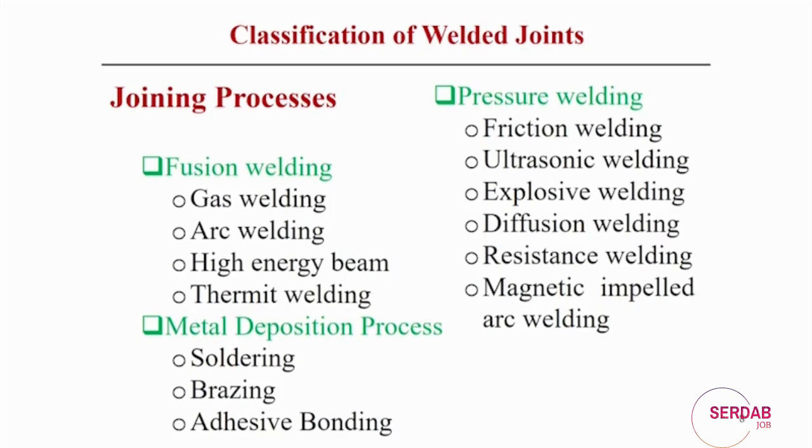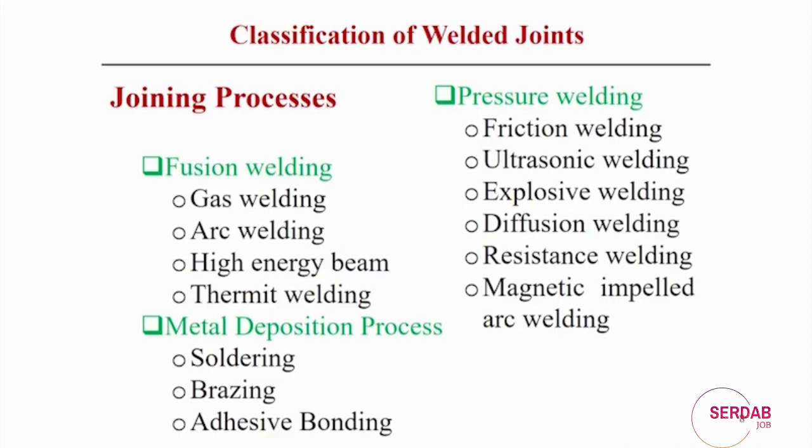Here the heat source is applied in such a way that it tries to fuse the base material. That is why it comes under the category of fusion welding. The source of energy is by creating an arc, or chemical energy using gas, or using high beam energy like laser and electron beam.